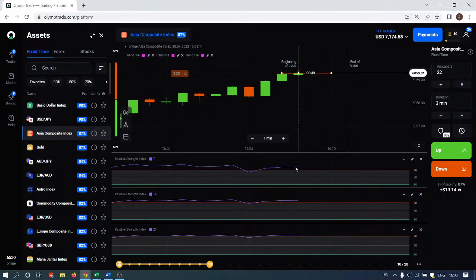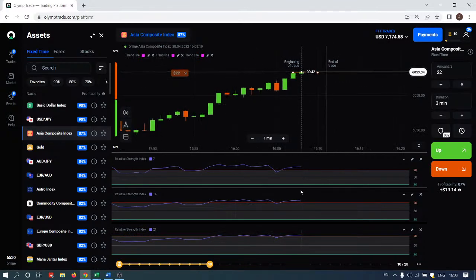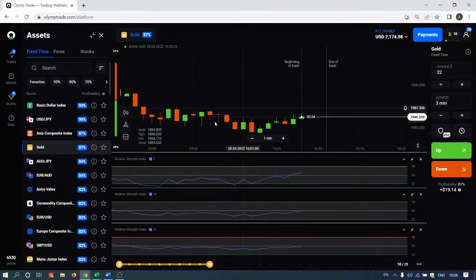So when all three RSIs are in this overbought area, we can also open a trade as soon as they travel under the 70 line. That will be an additional trade.